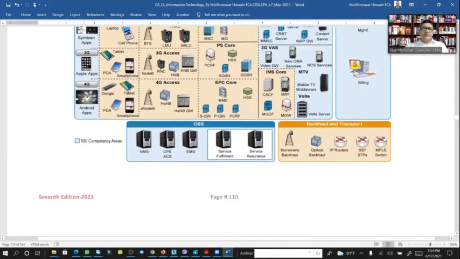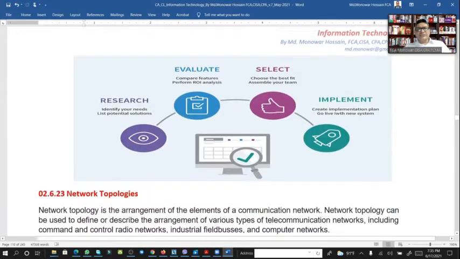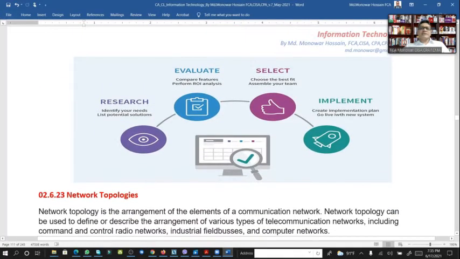So this way we can do work, and this support is the backbone of the organization structure, all within the value-added service. And here we see the research that identified our organizational need, evaluate and compare features, how it can help the organization, select the best one, and then implement and continue doing that.